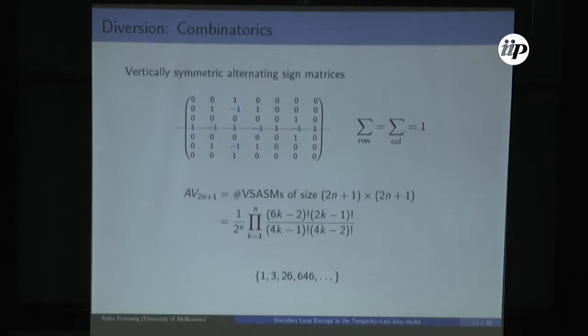So the next object is the vertically symmetric alternating sign matrices. This is the same rules, except that it also has a symmetry around the vertical axis. So this is how many there are. And in order to give this symmetry, the matrix needs to be odd size. So this is A_V(2n+1).